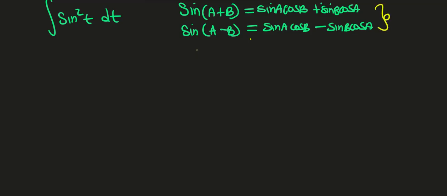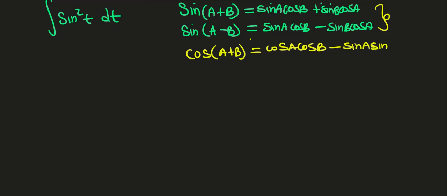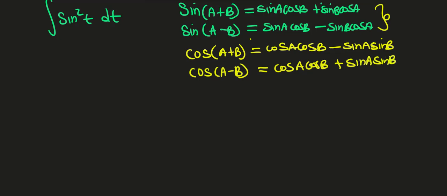Let's also look at the cos. We have cos A plus B is equal to cos A cos B minus sine A sine B. Another one is cos A minus B is equal to cos A cos B plus sine A sine B. You'll notice that the signs vary when it comes to the cos one.